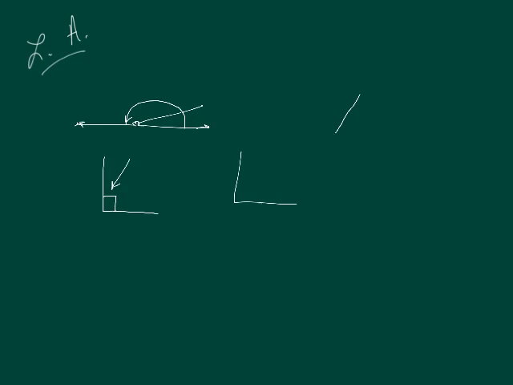Another kind of angle that's less than 90 degrees is an acute angle, and an angle that is larger than 90 degrees but less than a straight angle, so it's somewhere between here and the straight angle here, somewhere in here, between 90 degrees and 180, is called obtuse.